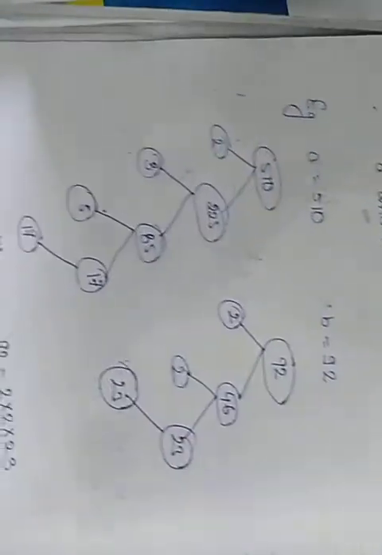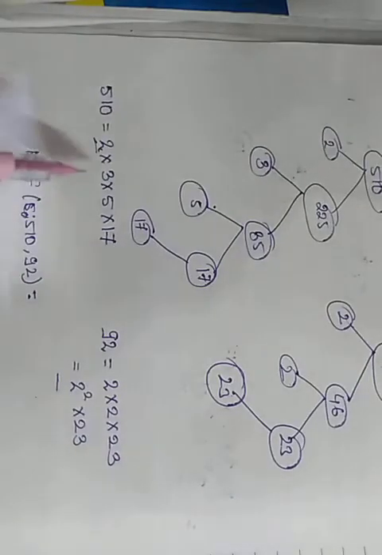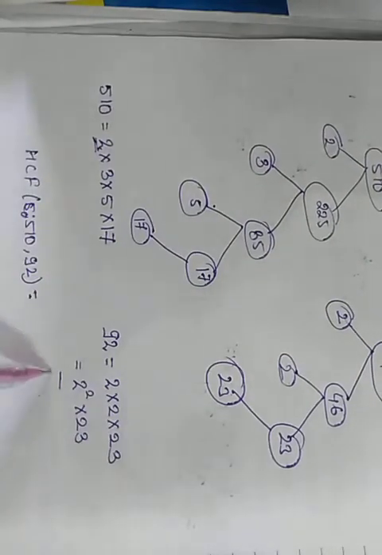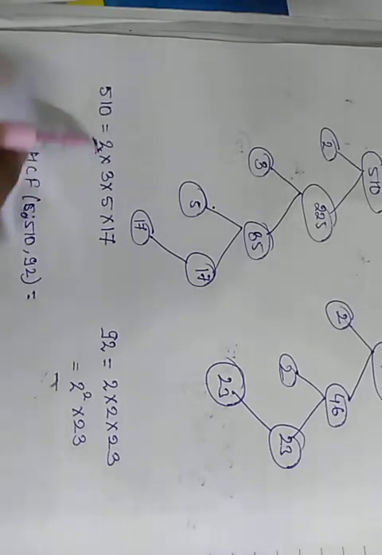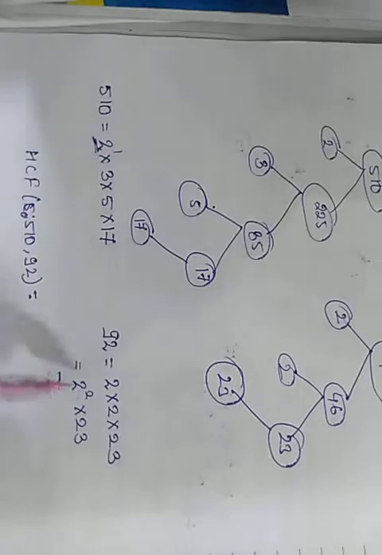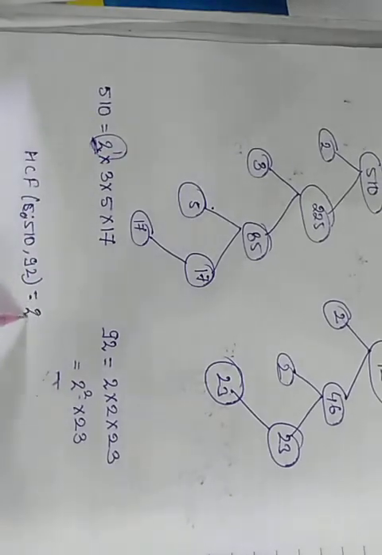So we can see the smallest power is here. The common factors are 2 and 2, and the smallest one is here 2, because the power is 1, and here the power is 2. So this is the HCF.